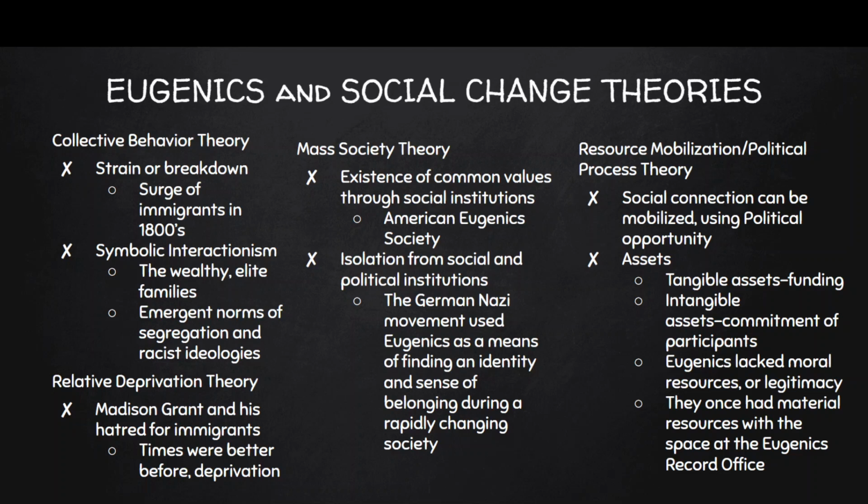Resource mobilization and political process theory was present in ways the eugenicists used power through politics and presidencies to make progress. A few different assets helped mobilize the movement, including their funding for their pseudoscience, the curiosity and commitment from individuals, and the use of foundations, societies, and the ERO.